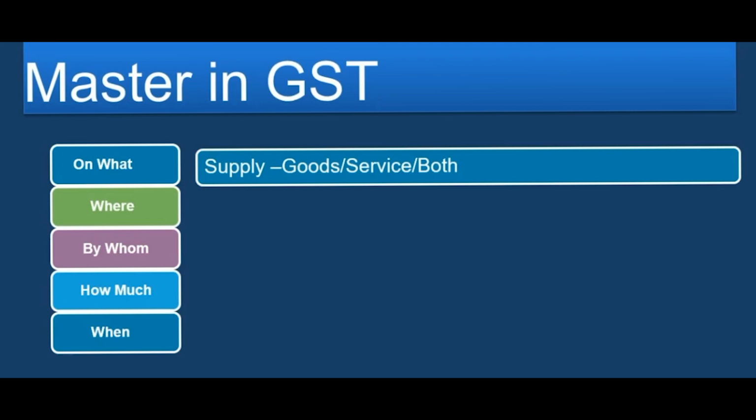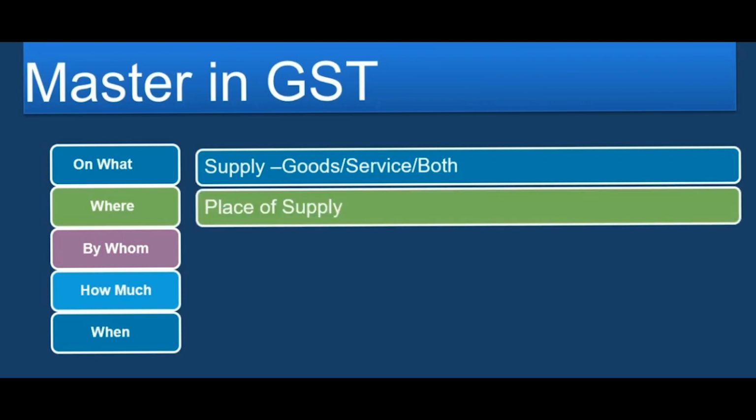The second question that we're going to address is where this tax is payable, or where the transactions in respect of which tax is payable take place. So it says it is the place of supply. Depending upon whatever is the place of supply, the nature of GST, whether it is IGST or SGST or CGST, will be decided. So what all is covered under the meaning of this place of supply, we have to understand.